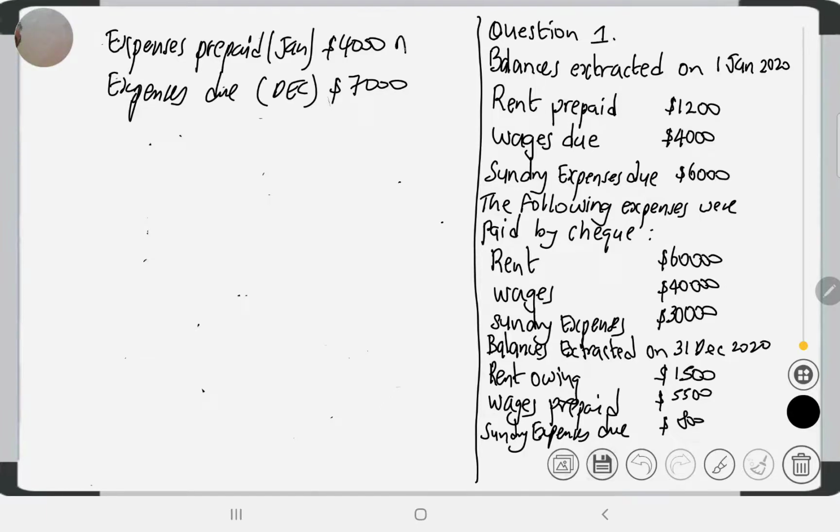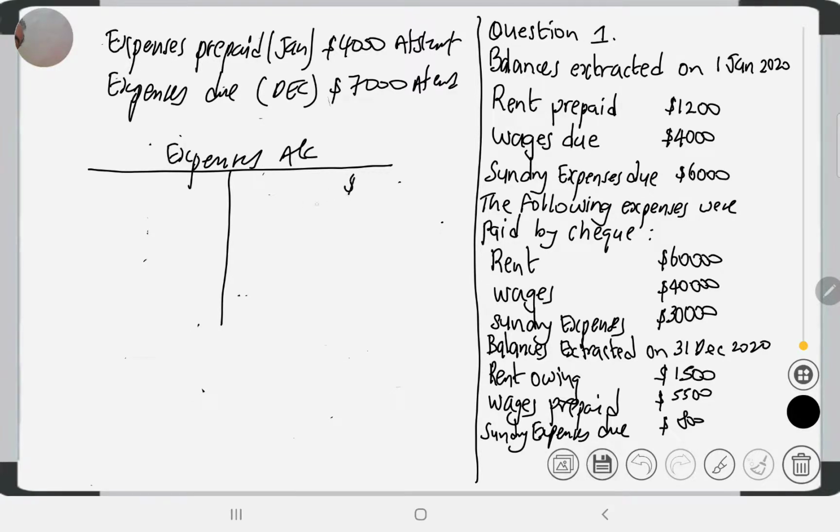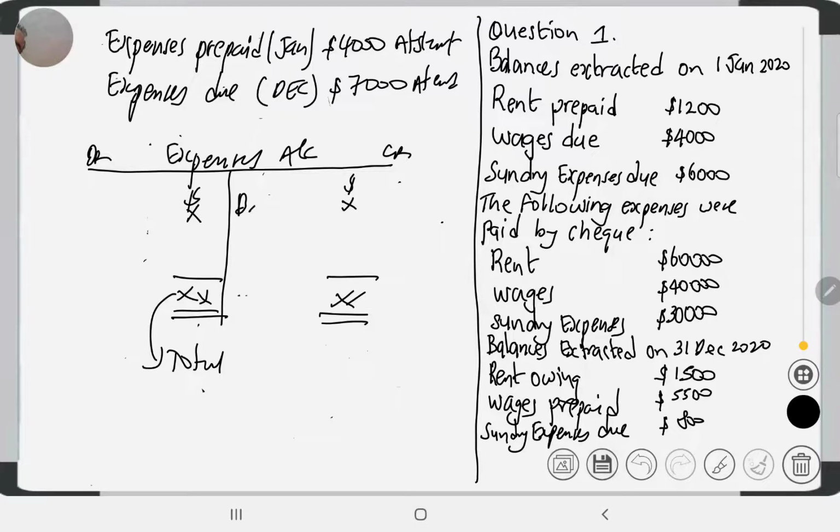This one is balance at the start, January, and this one is balance at end. We have to record it in the expenses account. Whatever types of expenses it is, we have to record it in the same way, expenses account. So this one is called total. This one here, this one is called total. When I say record above the total, I say it will be on the debit side or on the credit side. If it is at start, balance at start will be recorded above the total.